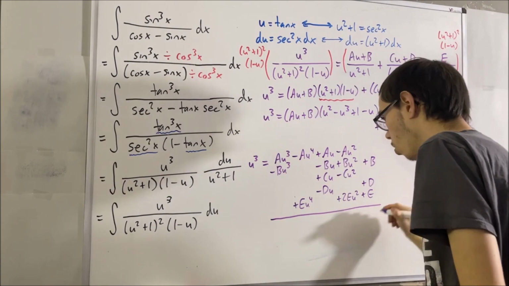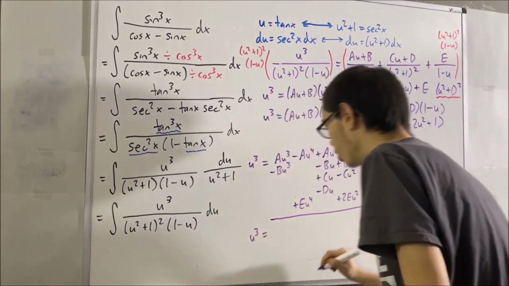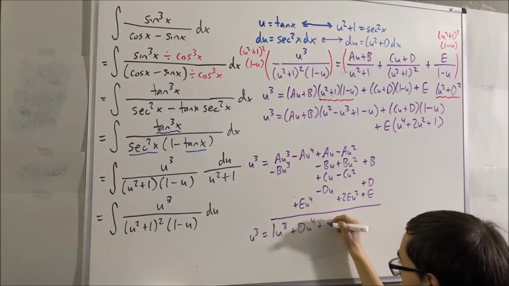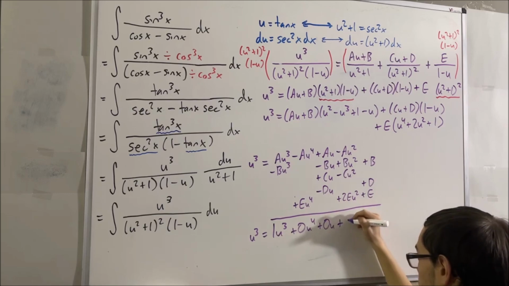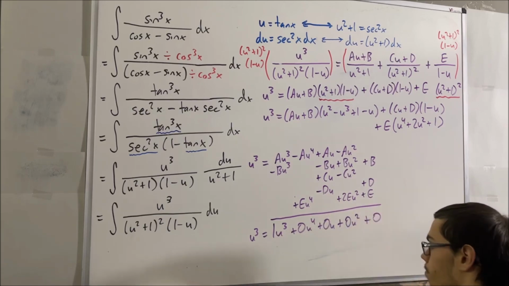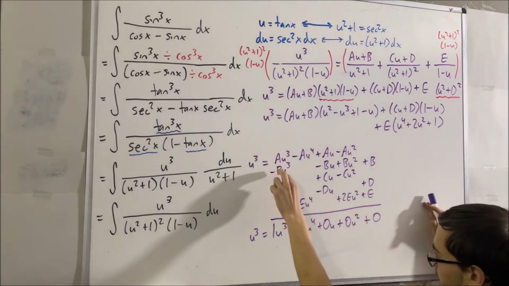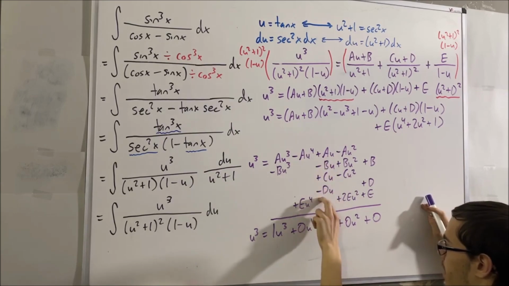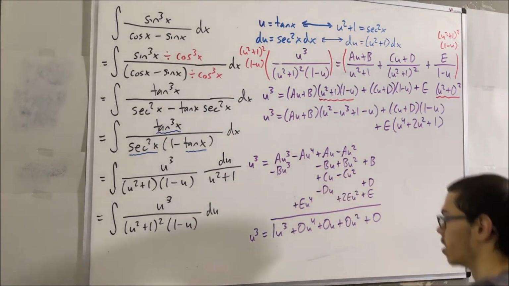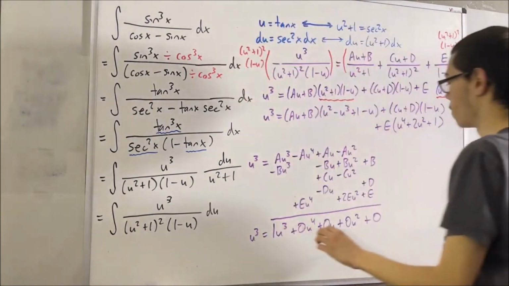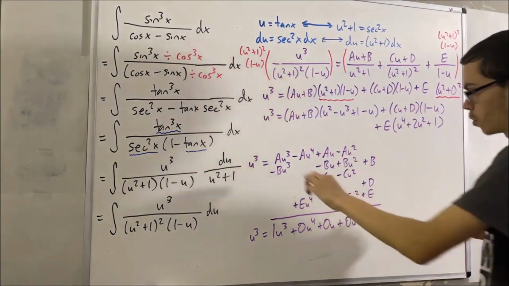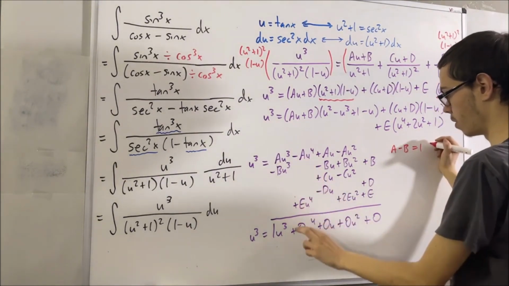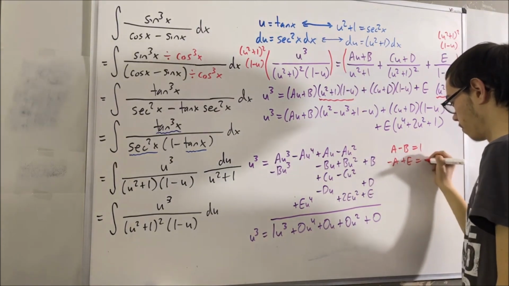Now here's the thing. Overall, U cubed is equal to 1U cubed plus 0U to the 4th plus 0U plus 0U squared plus 0. So what that means is that A minus B should equal 1, negative A plus E equals 0, A minus B plus C minus D equals 0, and so on, right? And so we can establish a linear system from this to solve for A, B, C, D, and E. For our first one, it's A minus B equals 1. For our second one, negative A plus E equals 0, and so on.